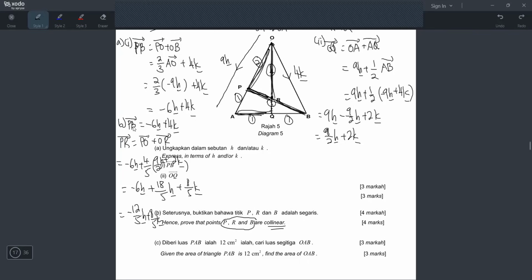After I get my PR and PB, I can take these two vectors equal, right? So PB vector and PR, and then equals. And in the middle I have to add one letter.